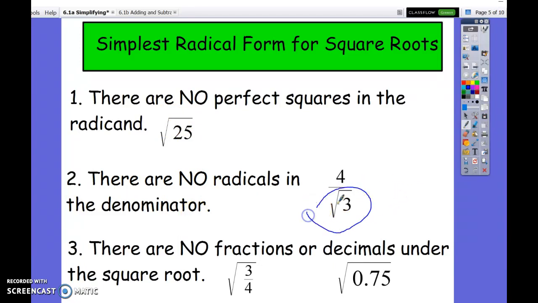Here we have the square root of 3 in the denominator, so we'd have to keep simplifying that. And there are no fractions or decimals under the square root. Right here we've got a fraction, right here we've got a decimal. So again, these are not examples. These are the rules. These are the questions you ask or the things you look for in order to determine if you are in simplest form or not.